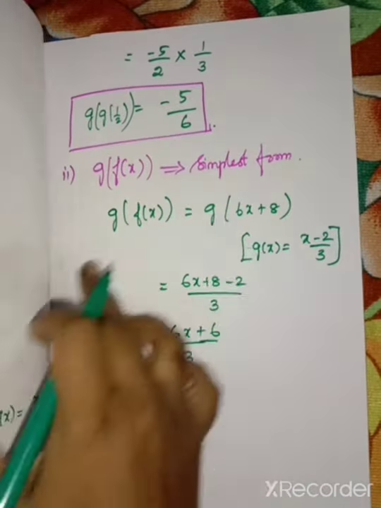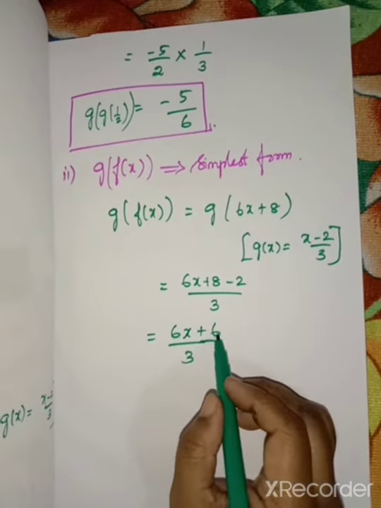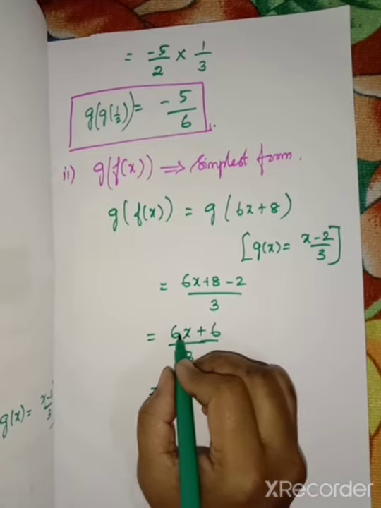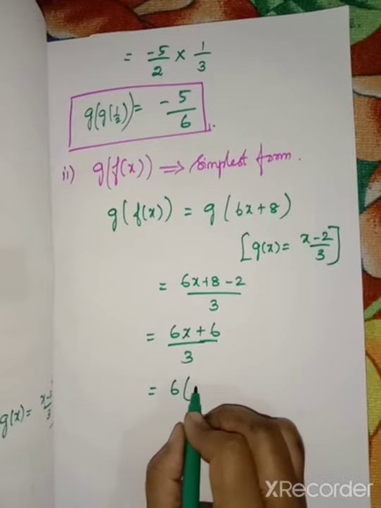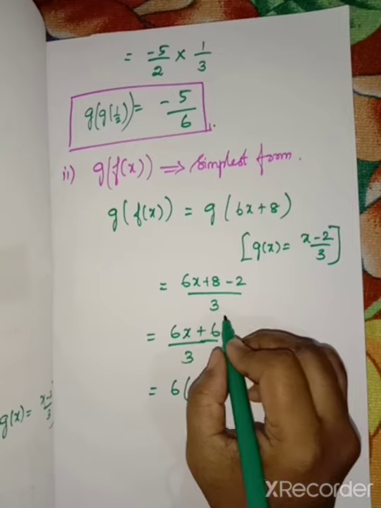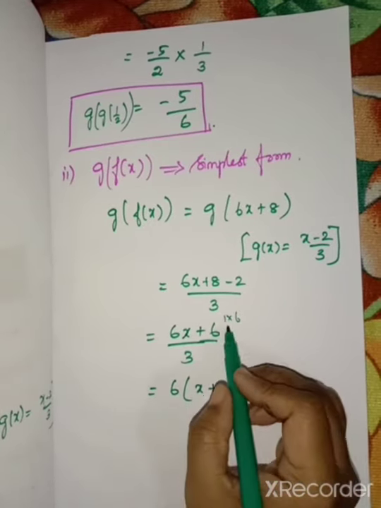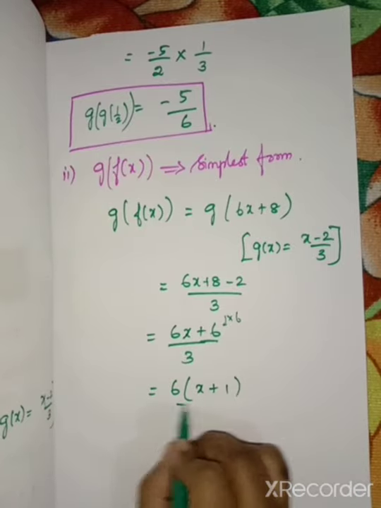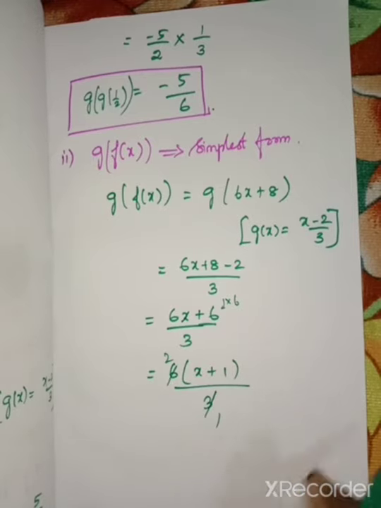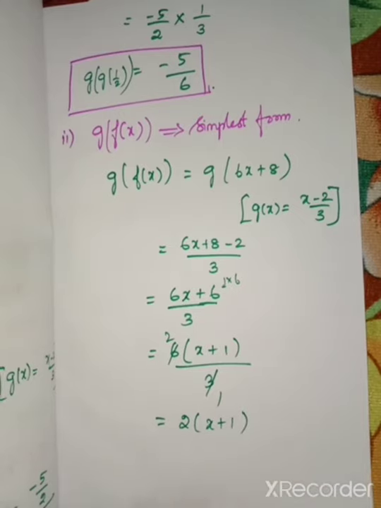Already we said simplest form. We can also take the common factor, because here also 6, here also 6. If you take 6 as common, the remaining term is 6 into x. 6 is taken outside, so the remaining x is there. Plus here 6 alone we have. We can write it as multiplication, 1 into 6, we get 6. So if you take 6 outside, the remaining one is 1 divided by 3. Here we can cancel. 1 3 is 3, 2 3s are 6. So now we can write 2 into x plus 1.